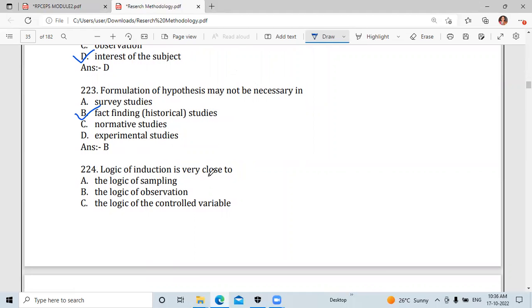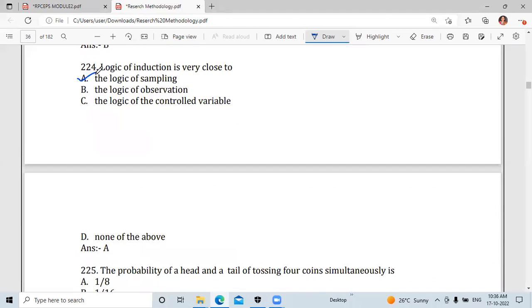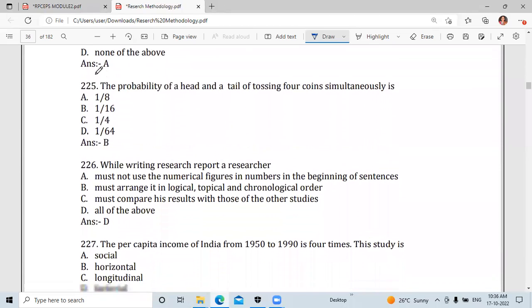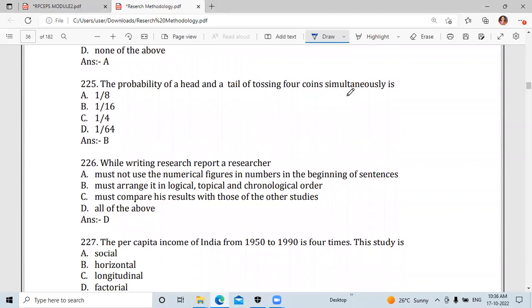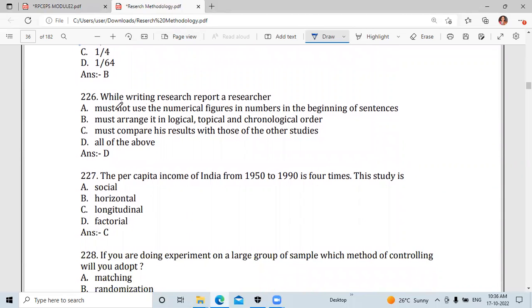Logic of induction is very close to the logic of sampling. The probability of a head and a tail on tossing four coins simultaneously, the answer is 1 by 16. While writing a research report, a researcher must not use numerical figures at the beginning of a sentence, must arrange it in a logical, topical, and chronological order, and must compare his results with those of other studies. Answer D.